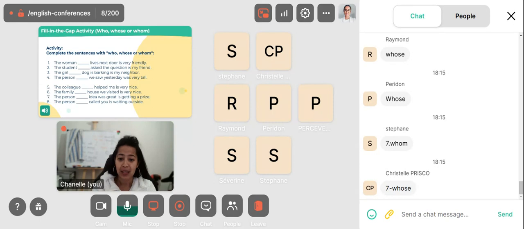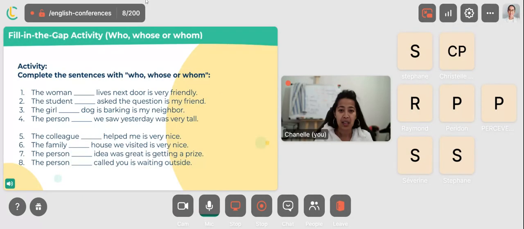And the last one, the person called you is waiting outside. Severine, beautiful. Thank you, Raymond. Yes, Christelle, the person who called you is waiting outside. So be careful, Stefan, because we said when we have whom, we need a subject and a verb to follow. Here, we only have the verb. That means it is who. Thank you, everyone, for your participation.